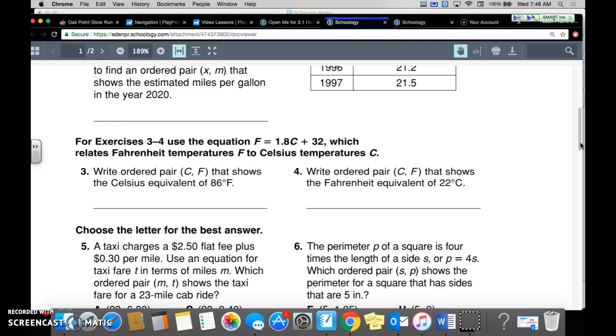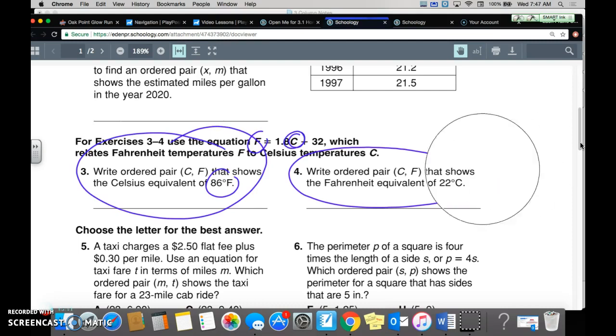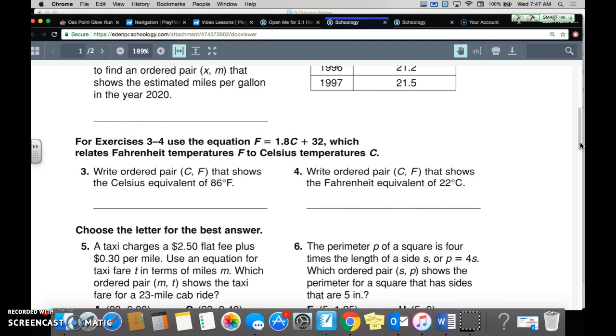That shows the Fahrenheit equivalent of 22 degrees. Yes, I think number 4, you're going to have to solve for, this is number 4, right? Ordered pair that shows the Fahrenheit equivalent of 22 degrees Celsius. No, number 3, you're going to have to show work because you're plugging in 86 for F and you're solving for C. So on this one, I just need answers for 1, 2, and 4. For 3, I should see your work to solve for the missing variable.